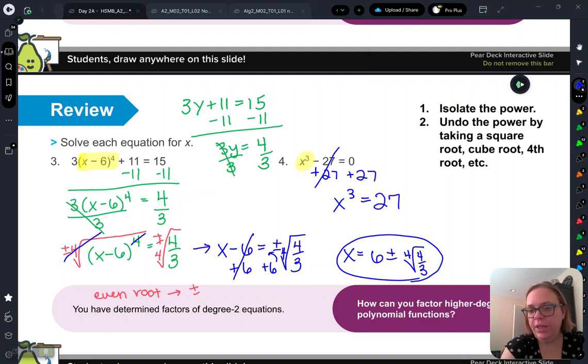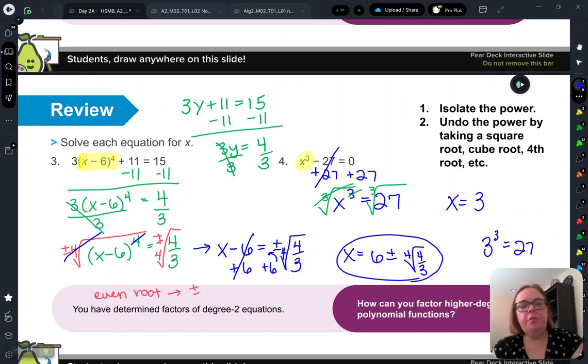And then from there, we need to take the cube root. We don't need a plus or minus. And this one actually has an integer answer. Do you know what it is? If you said 3, you're correct. The cube root of 27 is 3 because 3 to the 3rd power is 27.